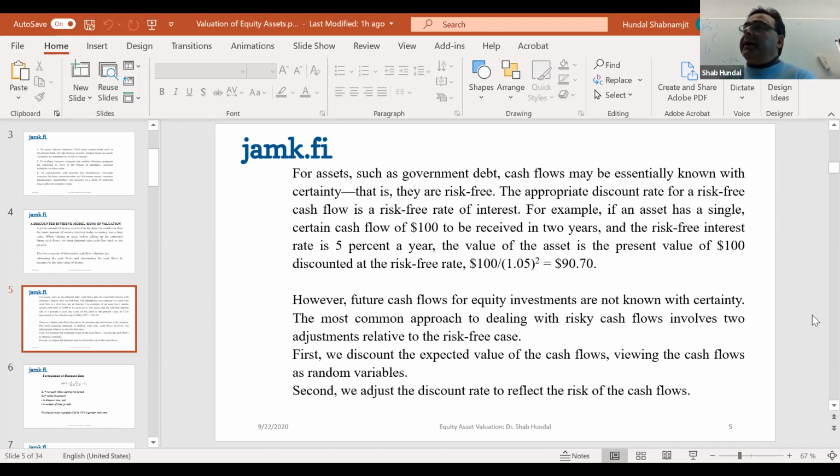And how do I capture this element of risk? We use a term called R, which is called the discount rate. I will discuss with you where this comes from. So we make an estimate of the discount rate. If your cash flows are risky, your discount rate is more.